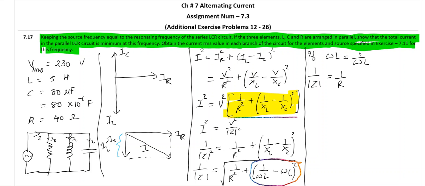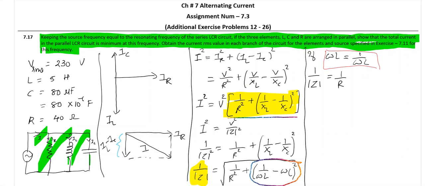But as the left side is 1 by mod Z, we can say that Z value will increase, and if Z value increases, current value will decrease. So we can say that if this condition is to be satisfied for this particular circuit where L, C and R are connected in parallel, then Z value will be maximum and current will be minimum. So this is how we can show that.